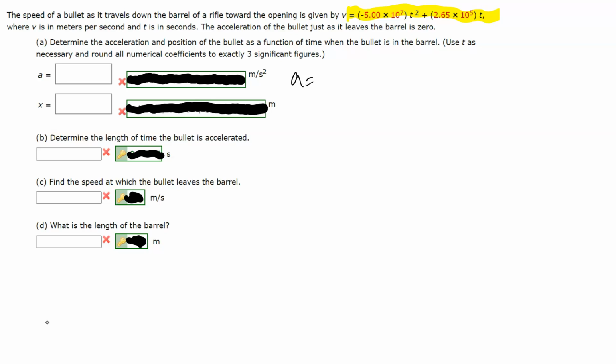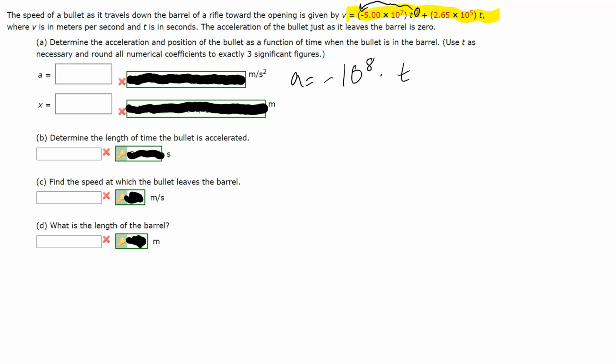So the acceleration is going to be equal to, and since our first term is negative 5 times 10 to the 7th t squared, what we're going to do is take this exponent, the 2, and bring it down to the front. Multiply it by the coefficient in the front. So it's going to be 2 times negative 5, which is going to be negative 10 times 10 to the 7th. And then it's t to the 1. So in this particular case, it's just going to be equal to negative 10 to the 8th times t.